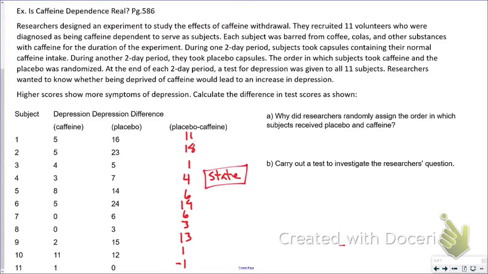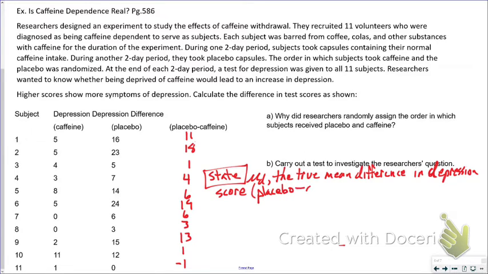So on the state step, we're going to talk about the true mean difference. The true mean difference in depression score, placebo minus caffeine. I think it's important to note what you subtracted, for people addicted to caffeine.